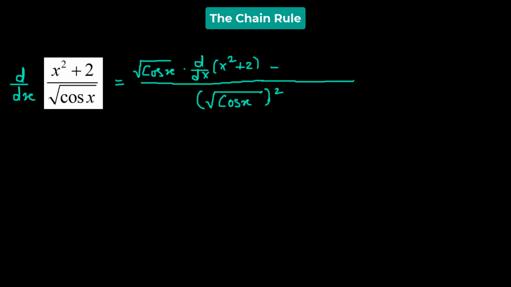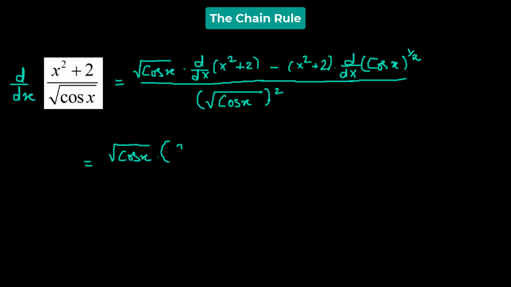plus 2, minus x squared plus 2 multiplied to the derivative of the function in the denominator, which is cosine of x raised to the power of half. So we get square root of cosine of x multiplied to the derivative of x squared, which is 2x, plus the derivative of 2 is 0, minus x squared plus 2 multiplied to, so here we're going to apply the power rule.